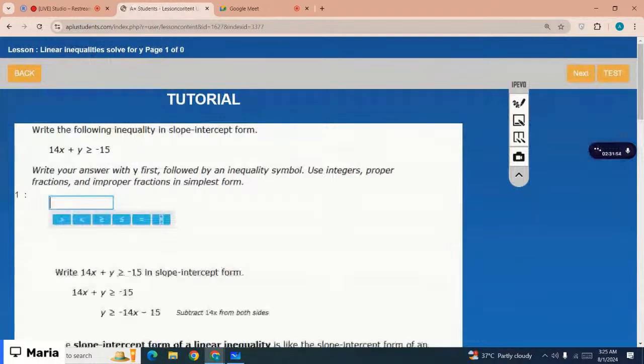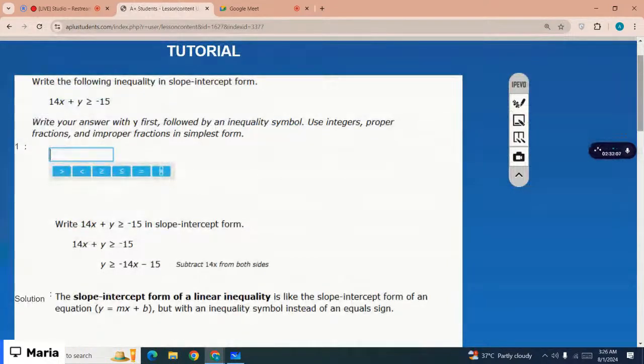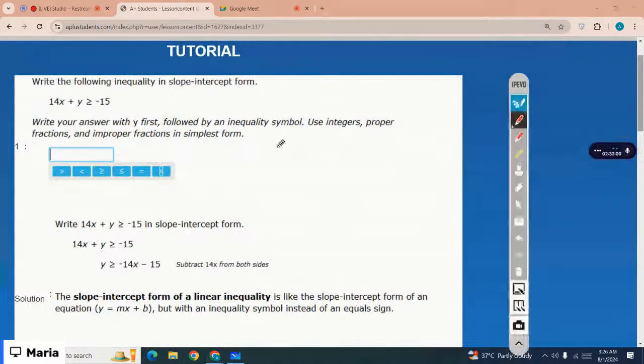Okay, write the following inequality in slope intercept form. So the slope intercept form of the inequalities, first thing we need to learn, looks exactly like the slope intercept form of the equations, that is y equals, like y is on one side, y is isolated and the rest of the things are on the other side, right? But because that is an inequality, you need to put the sign. So you can do like this: y is greater than or equal to negative 14x minus 15. You just have to move that 14.